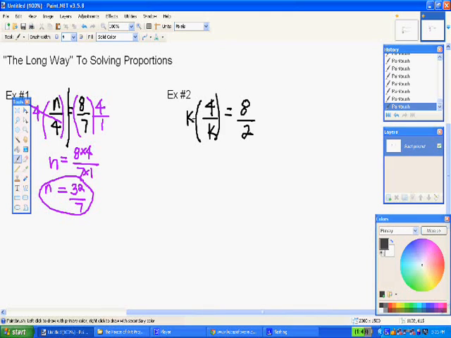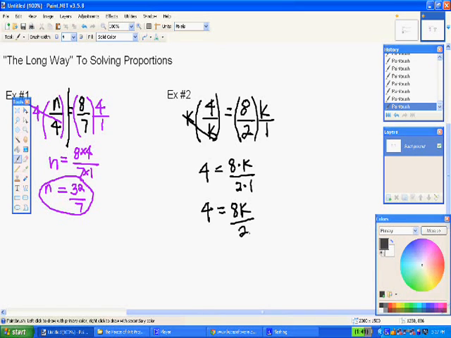We need to multiply this side by k. And then since we multiply the left side by k, we need to multiply the right side by k. And k divided by k, like any number divided by itself, just gives us 1, right? So we're left with 4. And k as a fraction is just k over 1. And remember, we want to multiply across the top, so 8 times k. And 2 times 1. So we get 4 equals 8k. 8 times k is just 8k. 2 times 1 is just 2.